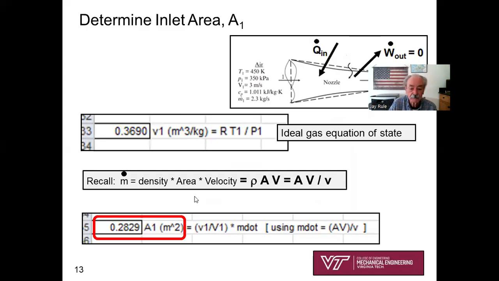Okay, so let's see, v1, ideal gas equation of state. The specific volume v1 is RT1 over P1. Got that in our heads. Don't need a formula sheet. 0.369 cubic meters per kilogram. So now we can flat out solve for the area. m dot equals rho A V, or m dot equals A V divided by v. And so A1 is 0.2829 square meters. Not so bad.